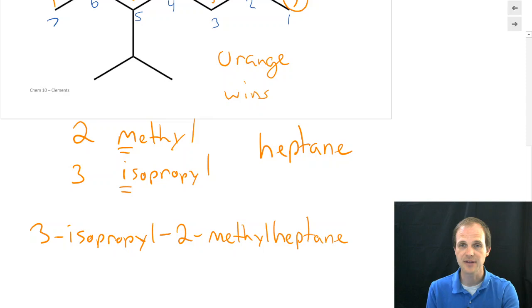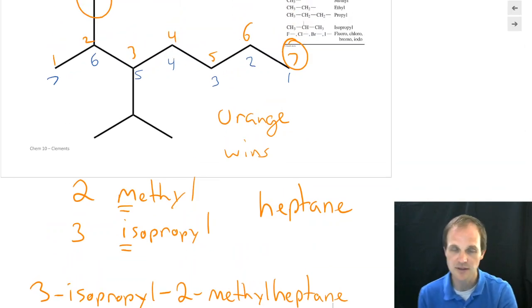3-isopropyl 2-methyl heptane. And that is how we name this big molecule up there.